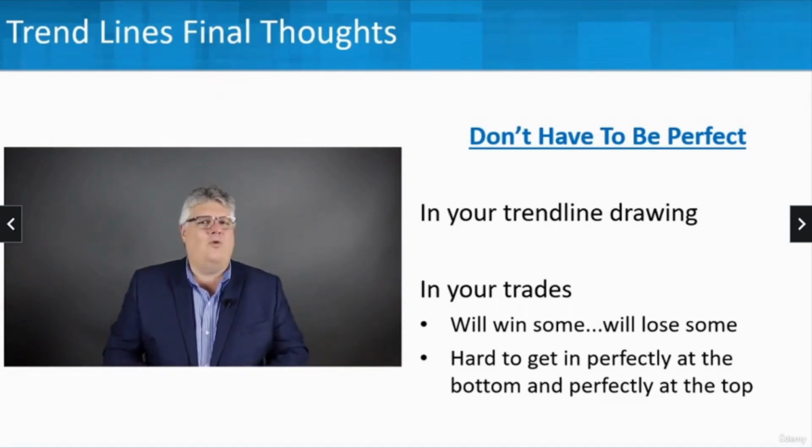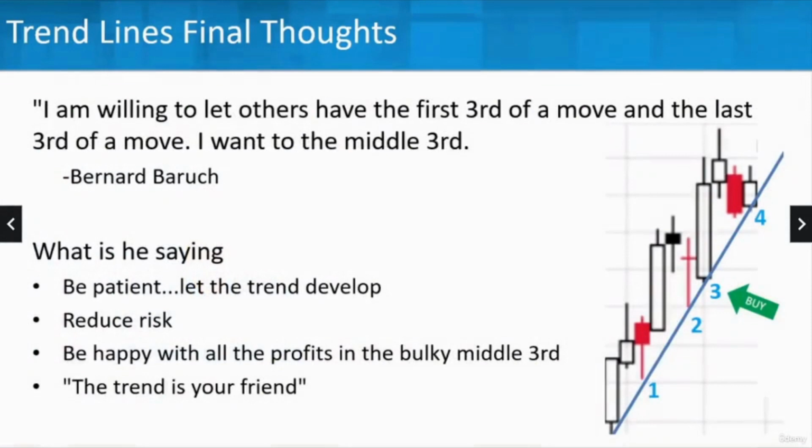In fact, a really good quote around that idea is from Bernard Baruch, which was, "I'm willing to let others have the first third of a move, and the last third of a move, I want to be in the middle third." All right, so look at our image here, right? We're not trying to buy at 0 or the number 1 touch of, let's say, an upward trend line. We're buying at number 2 or 3, and then we're not trying to sell exactly at 5, 6, or 7, or even right at 4 necessarily. We're trying to sell close enough that we make a good profit in there.